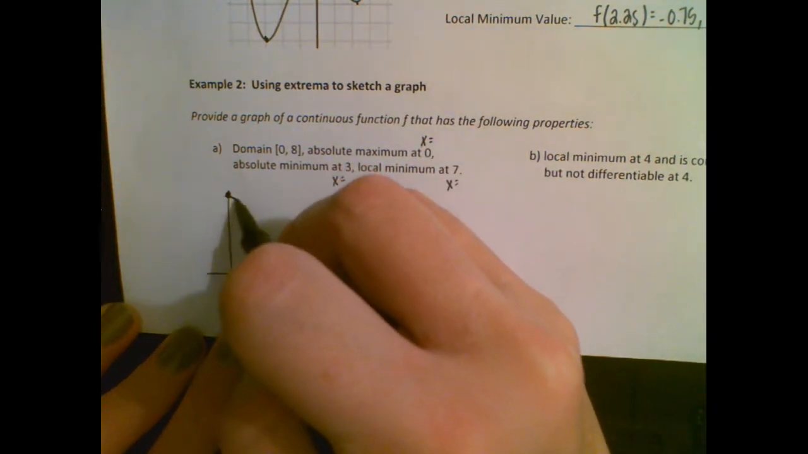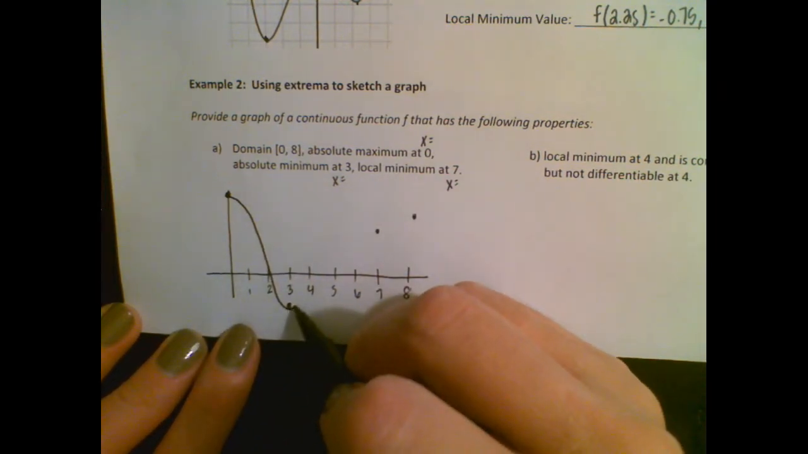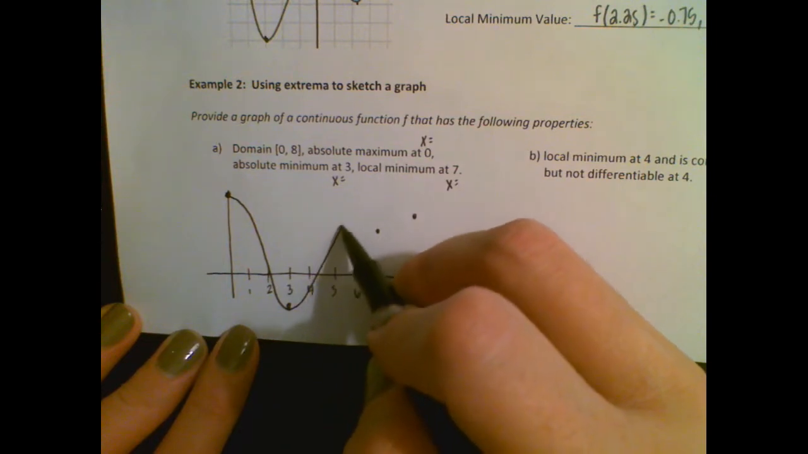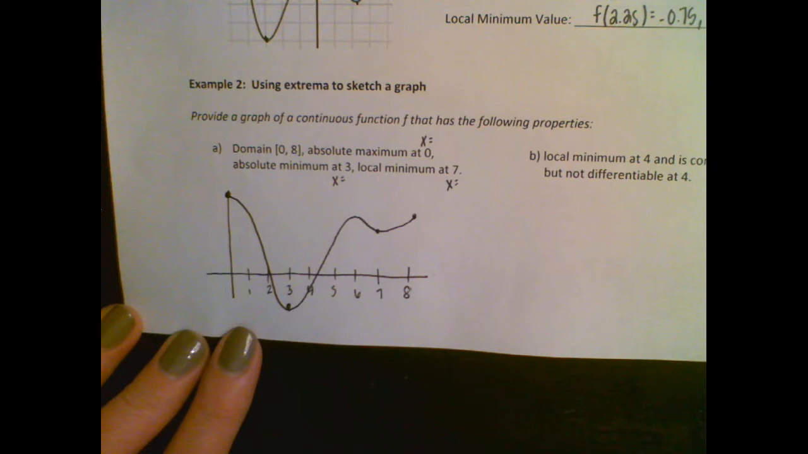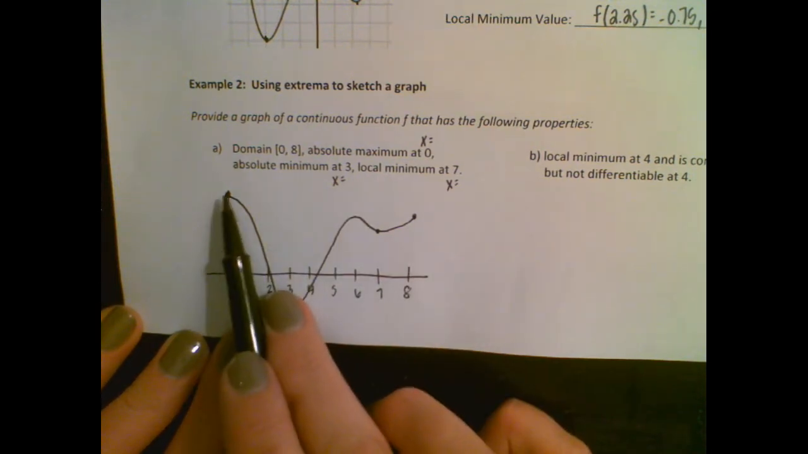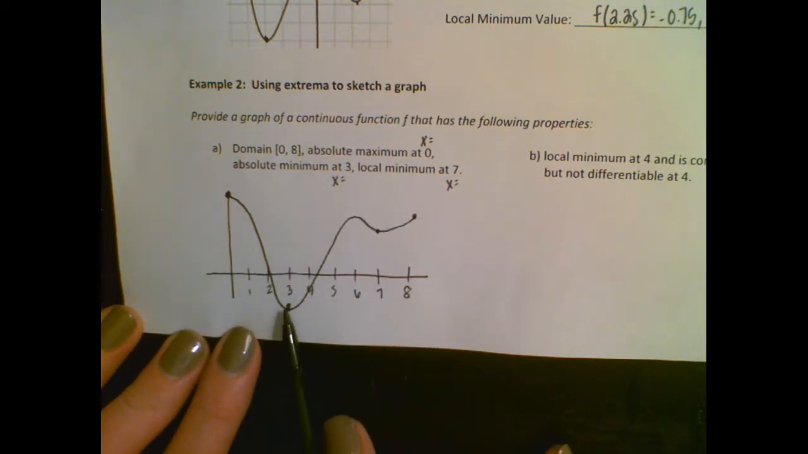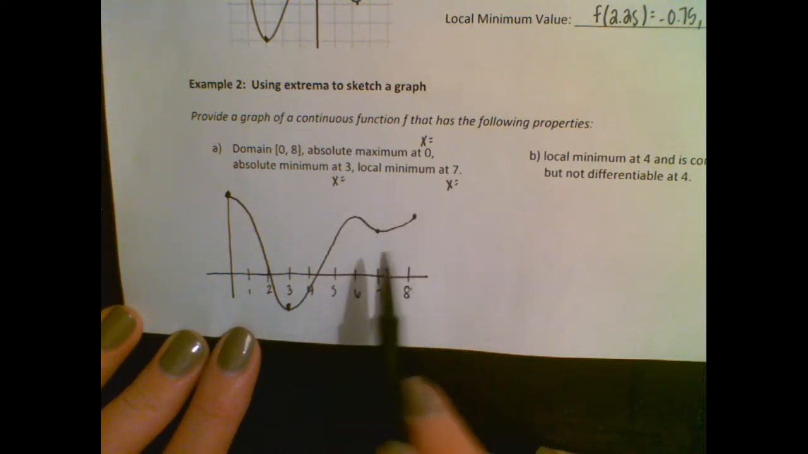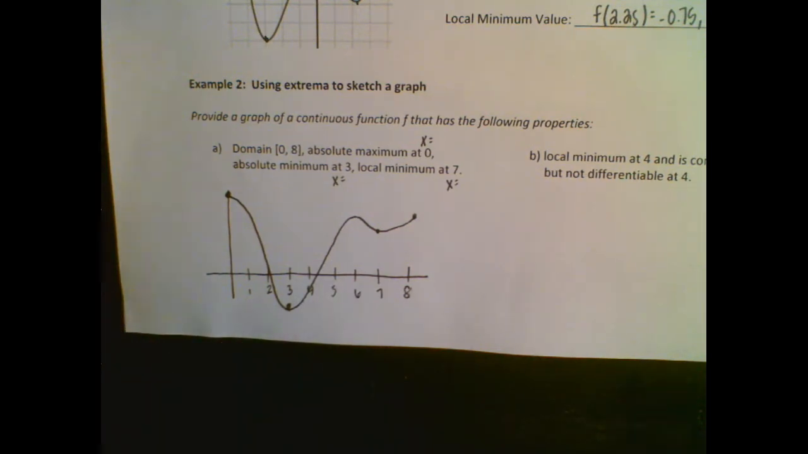So it might look something like this. Reaching my absolute minimum down here, maybe curving up a little bit, going back down, and then curving up. I just want to make sure that I'm hitting all my points here. So my domain is from 0 to 8. This is definitely the highest point on my graph, so absolute maximum. This is definitely the lowest point on my graph, so absolute minimum, and local minimum at 7. This is a little bit of a lower point here, but it's obviously not the lowest point on the graph.